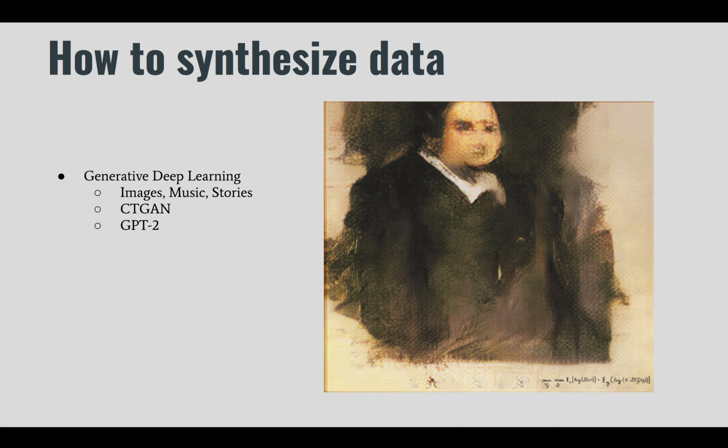The model that I use is called a conditional tabular GAN, which in turn can synthesize tabular data with very, very similar and highly accurate distributions.